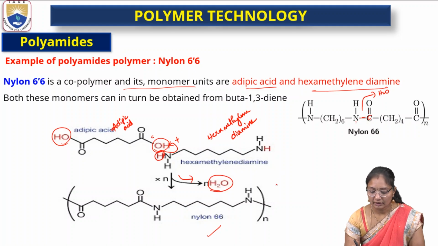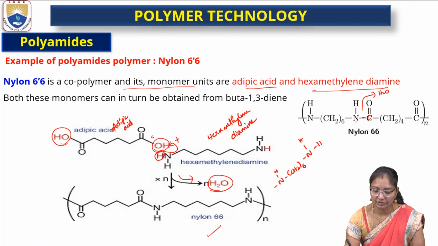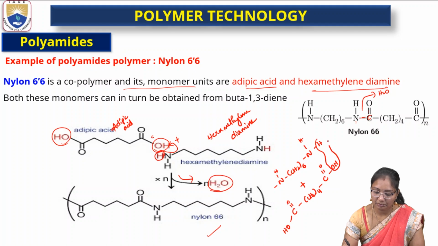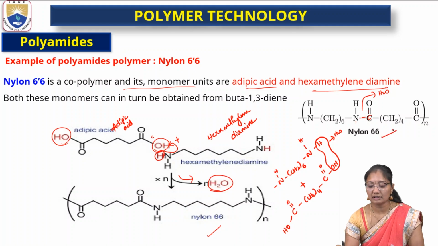Generally, NH, CH2 6, NH, NH plus C double bond O, OH, CH2 4, C double bond O, OH. So this molecule and this molecule give an H2O molecule. It results in the combination of this amine group with the carboxylic group, so it results in the formation of nylon 66.